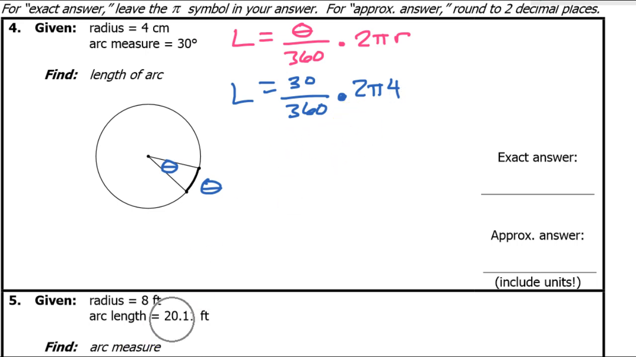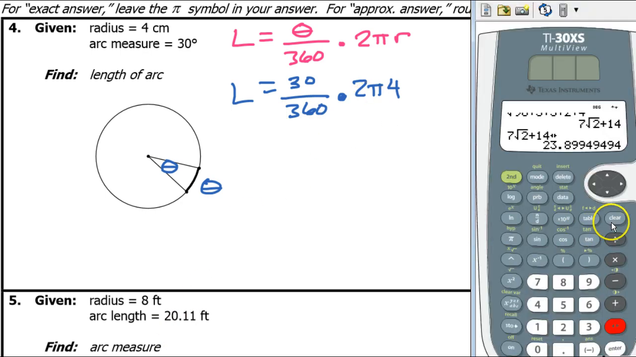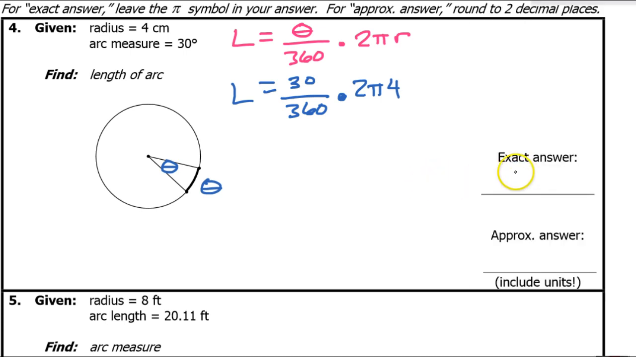So let's go ahead and put this in our calculator. Let's see if the calculator will give us an exact answer just like this. So if I do 30 over 360, and then I'll go times 2 pi 4. Let's see what happens. Okay, so that's 2 pi over 3. So that's an exact answer, would be 2 pi over 3.